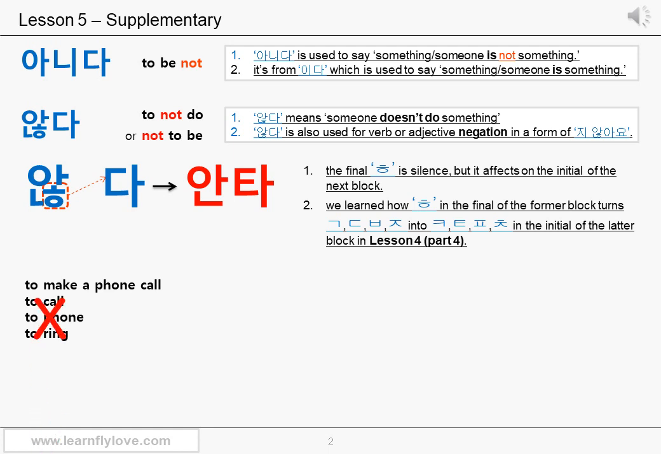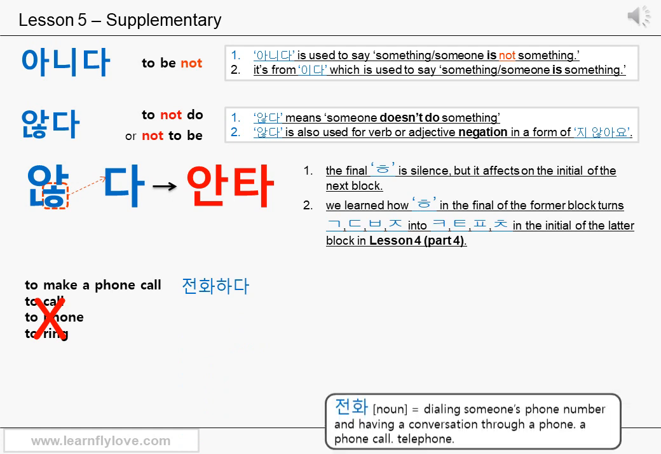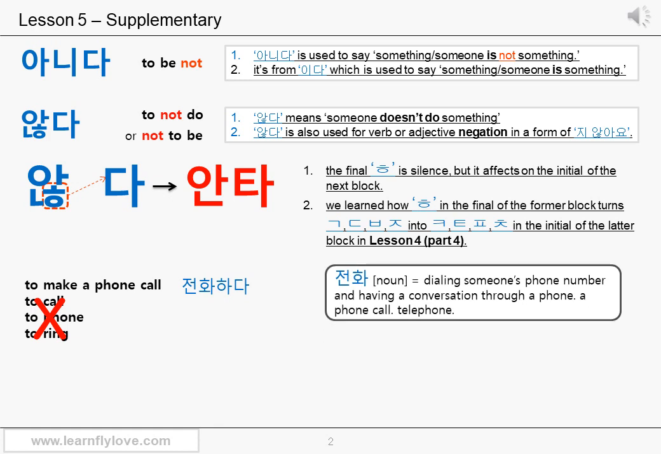Then, what is the Korean verb which means make a phone call? It's 전화하다. 전화하다. It's one of the noun plus 하다 verbs, and 전화 is a noun which means action of dialing someone's phone number and having a conversation through the phone. So 전화 means a phone call. It sometimes means telephone too.